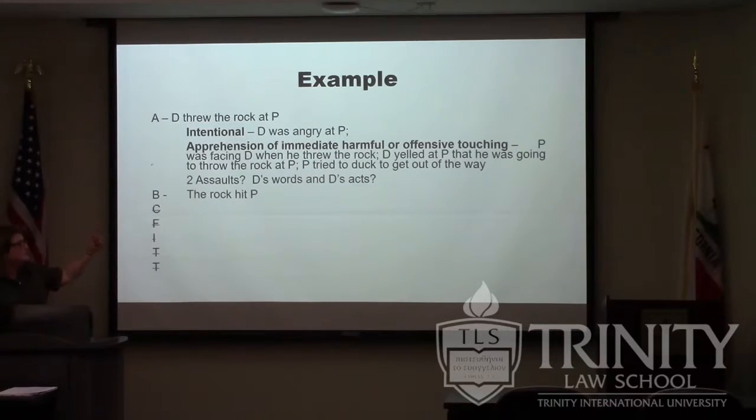Was there two assaults? D's words and D's acts. I just put a question mark because that might be something that I need to talk about. You know, battery, the rock hit P. All right, and I cross out conversion, false imprisonment, intentional infliction of emotional distress, trespass to chattels, and trespass to land. Right? Because I didn't see that. Does that make sense to you? All right.